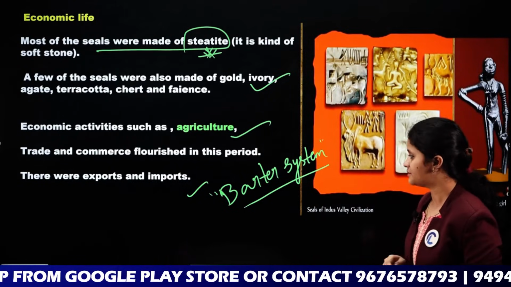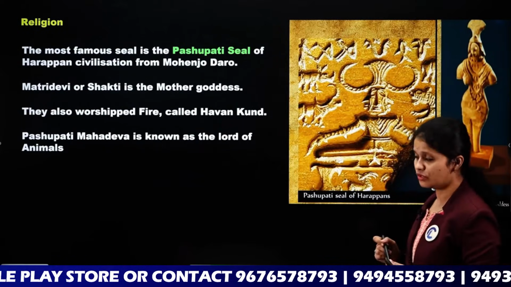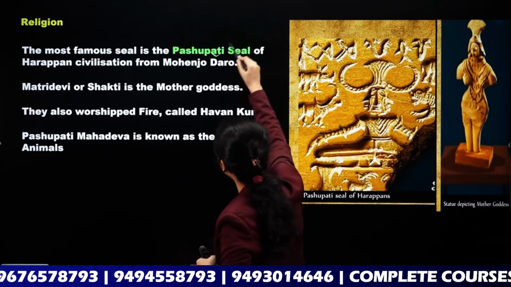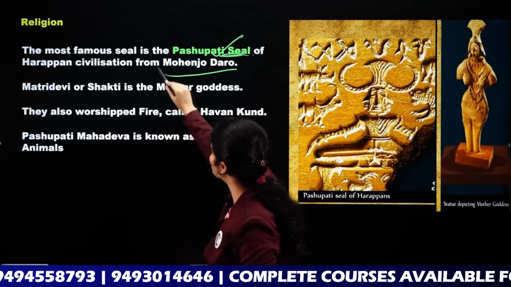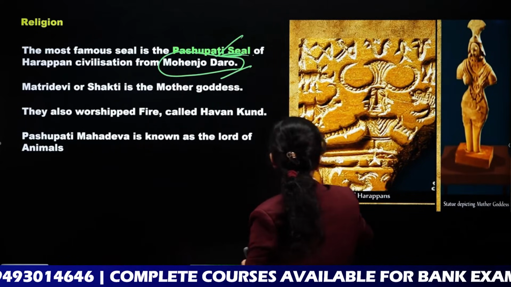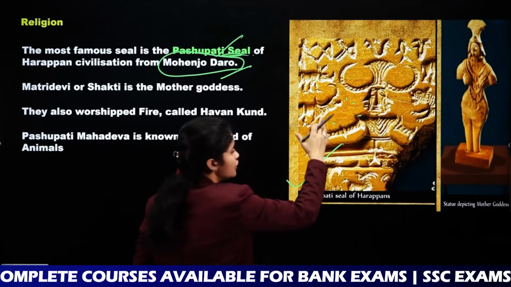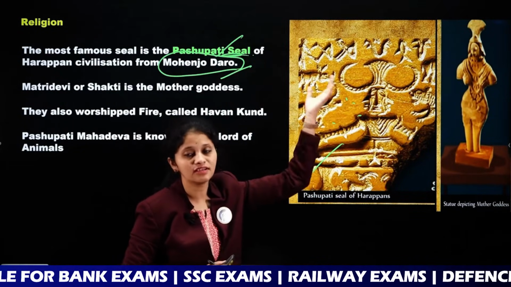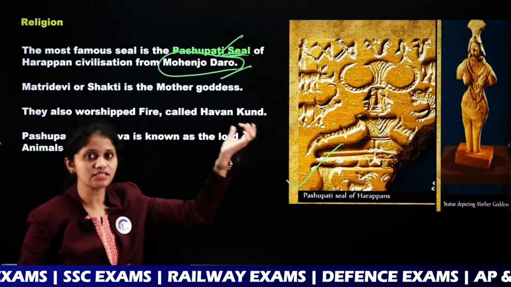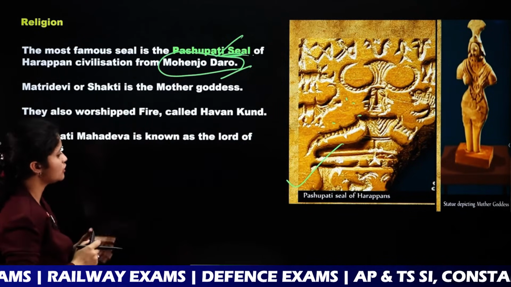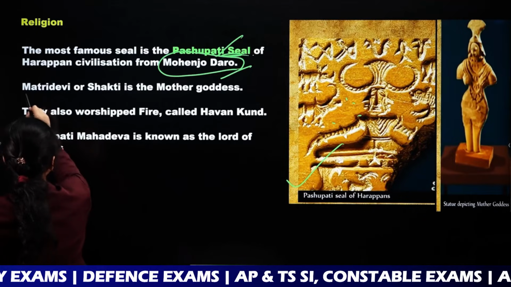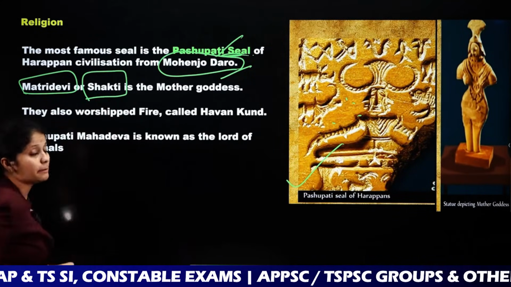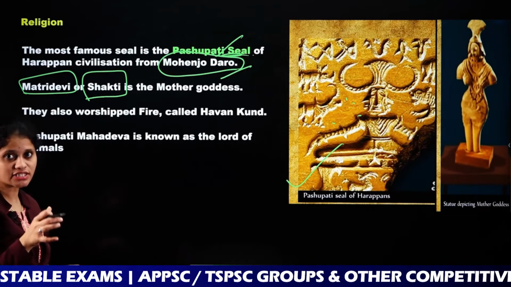Okay, and then moving to religion, the most important religion and famous seal is that Pashupati seal. This is from the Mohenjo-daro site they have excavated. It is the Pashupati seal of Harappans. You have to look at the image, and also the statue is depicting the mother goddess. The female deity is the mother goddess, and the Pashupati of Harappans. Here Matri Devi or Shakti is the mother goddess. Who is that? Matri Devi or else Shakti.